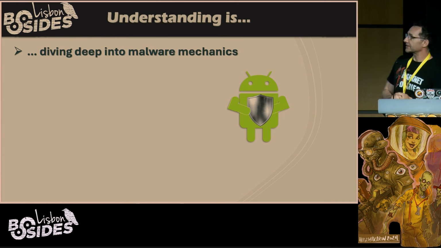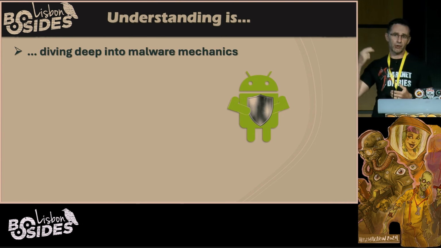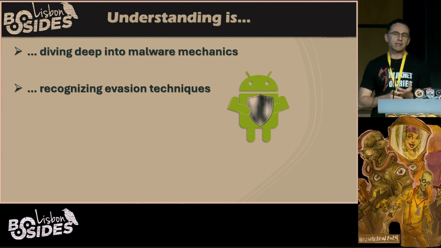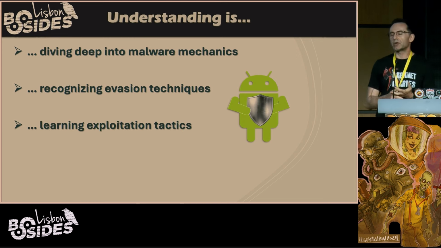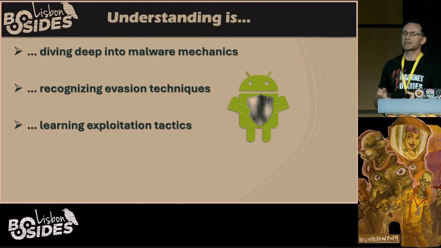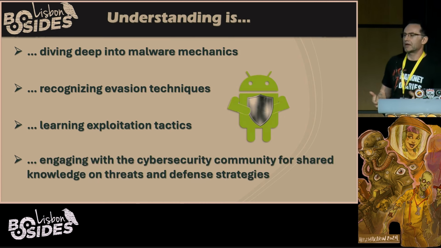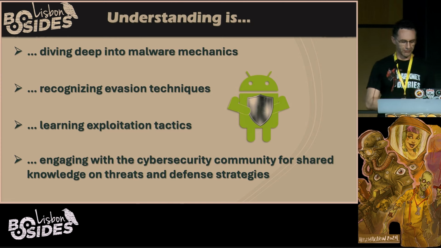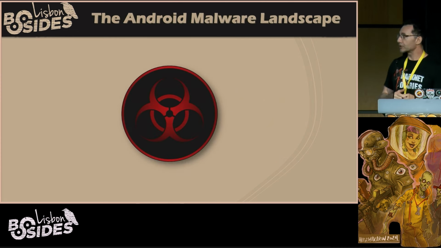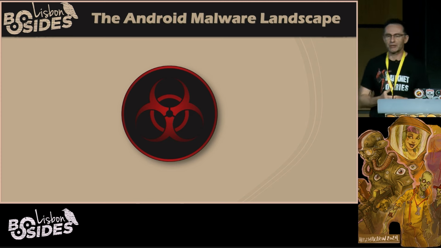So the key word here is understanding. And when it comes to understanding, it's an ongoing process where we continuously have to dive into the malware mechanics and see how it works, how it does what it does. We have to recognize potential evasion techniques in order to improve our detection systems. We have to learn about exploitation tactics because in many cases adversaries are using them in order to compromise systems and user data. And do what we are doing here, I mean, engage with the cybersecurity community in order to exchange info about threats and defense strategies. And now José is going to walk you through a picture of the modern Android malware landscape.